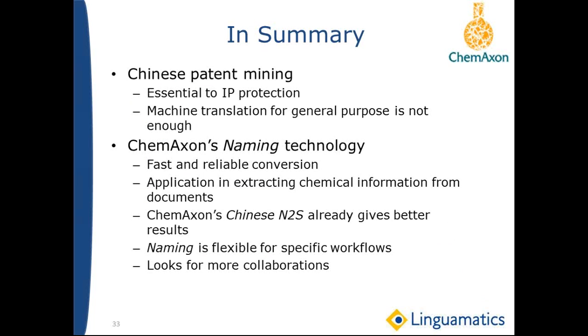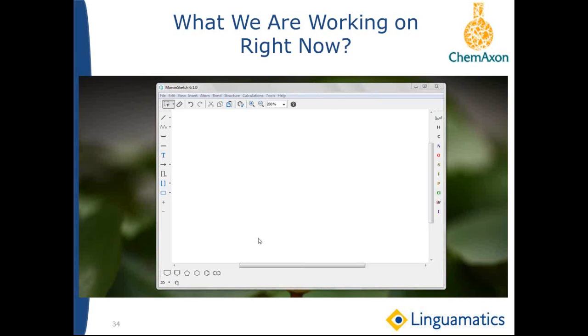And the advantage is our naming is very flexible. Not only can you use it in all our tools, we provide the API, so it's very easy to integrate with our collaborators. For example, our Linguamatics I2E system, which you will see in a little bit. So I think that's all for today. I talked about our naming technology in Chinese and English.